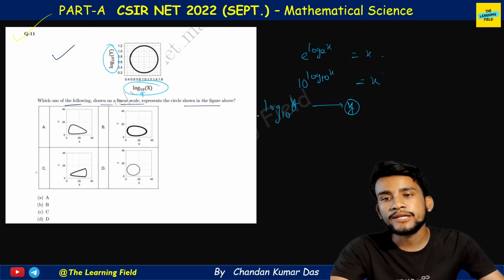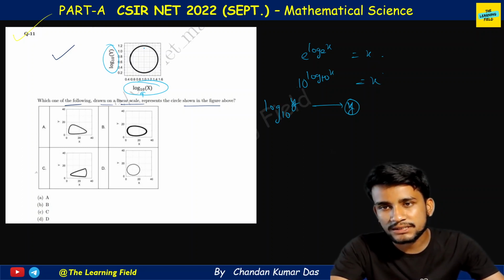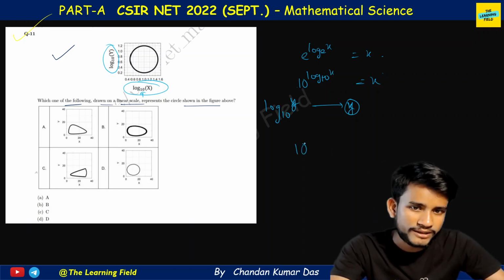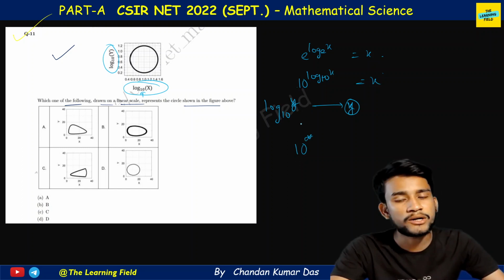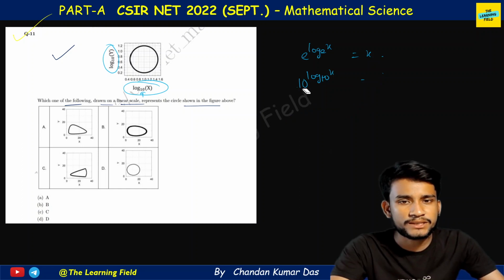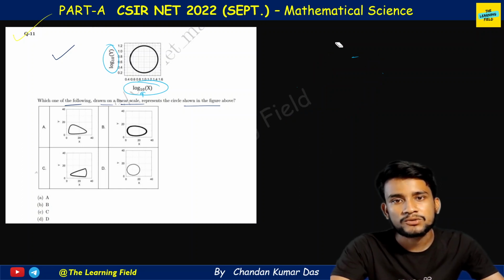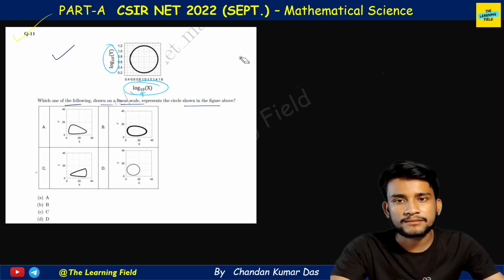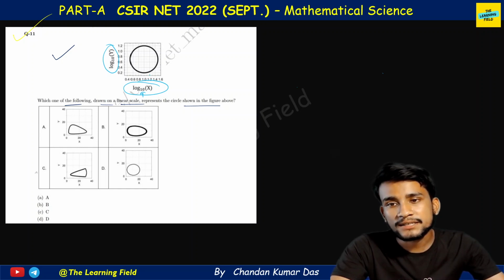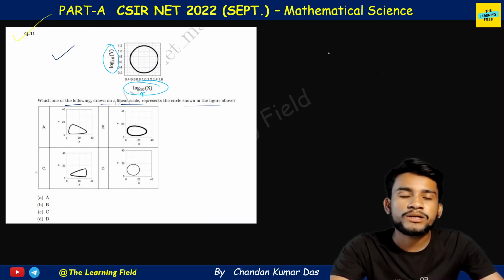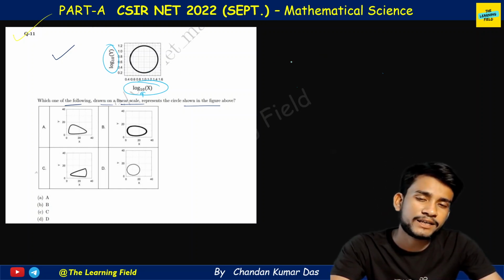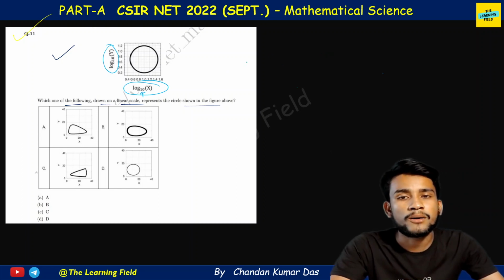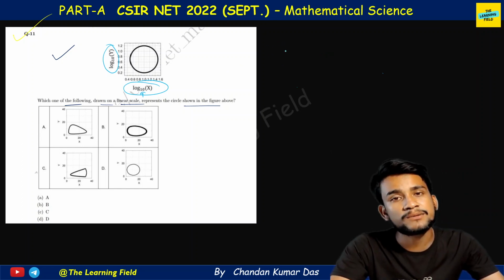Okay, so we need to convert the points on this circle to the 10 ki power. Whatever the points are, they will be in the 10 ki power. So this is the linear transformation you can say, to the linear scale. That means we have to convert the points in this figure. The linear scale means we have to proceed with the 10th power.